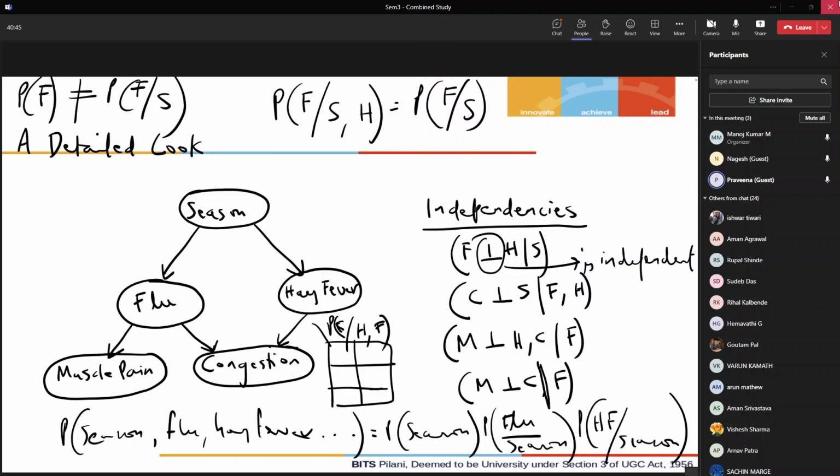In the next step, we will say probability of S into probability of F into probability of H given M comma C. The next, we will again expand that as probability of S multiplied by probability of A given F, into probability of M given C.